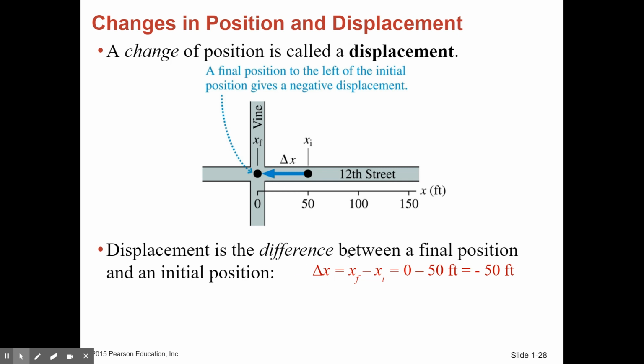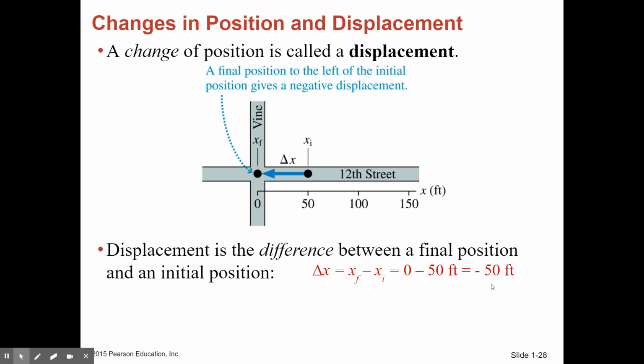So if you look at the difference between the two, this delta means change in, right? So a change in x. That's going to be x final minus x initial, final minus initial, my change. That delta means change in. My final position is 0. My initial position is 50. So it's going to be 0 minus 50, which is just negative 50.